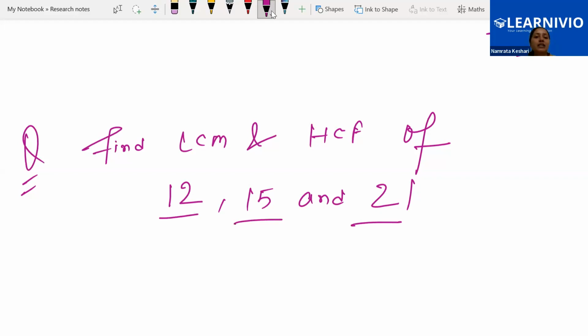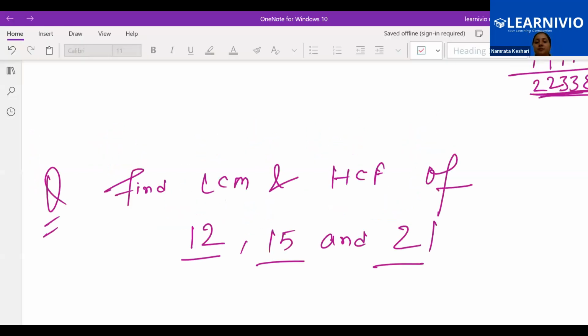We will be finding LCM and HCF by the prime factorization method. Please let me know what you are getting as LCM and what you are getting as HCF. Please do it.